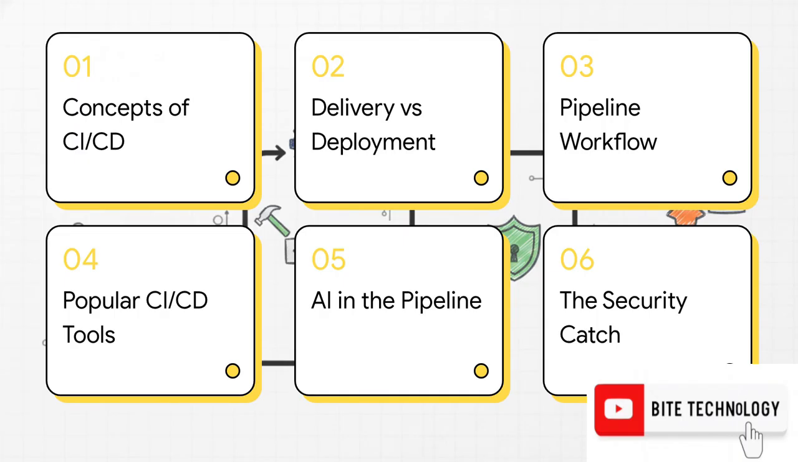Here's our game plan for this explainer. We're going to hit the core concepts of CI/CD, clear up delivery versus deployment, walk through the actual pipeline workflow, look at some popular CI/CD tools, touch on AI in the pipeline, and then wrap up with the security catch.